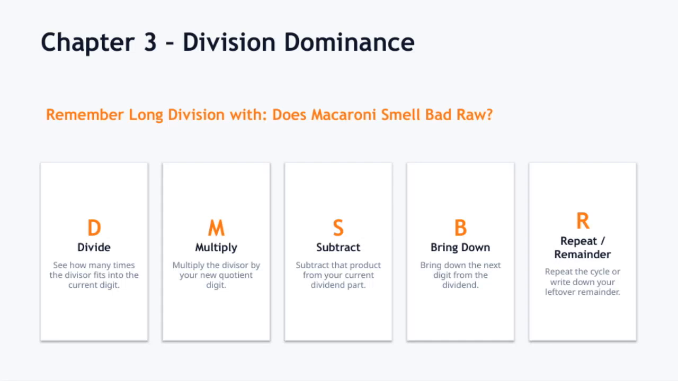Let's break down long division into a simple, memorable process. We start with R, repeat or write down what's left over. Then B, bring down the next digit from the dividend. Next, S, subtract the product from the current part of the dividend. M means multiply the divisor by the new quotient digit. Finally, D, divide to see how many times the divisor fits into the current number. To keep it all straight, remember, does macaroni smell bad raw?